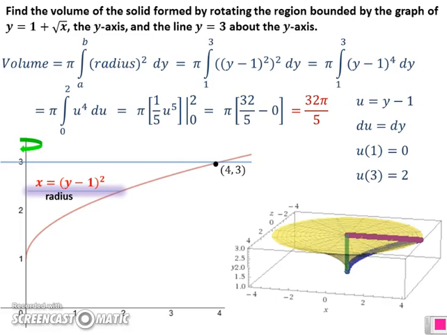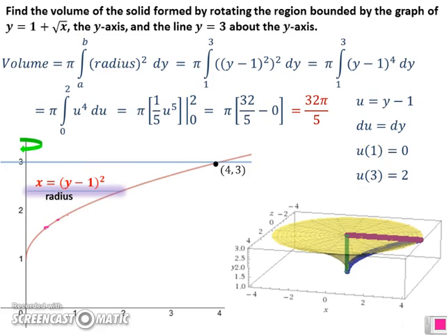Okay, aside from that being integrated around the y-axis, this is a pretty straightforward volume problem. There was no hole in the center. We just had to find the radius. In this case, the radius was the x coordinates of this graph. So we had to solve this for x.